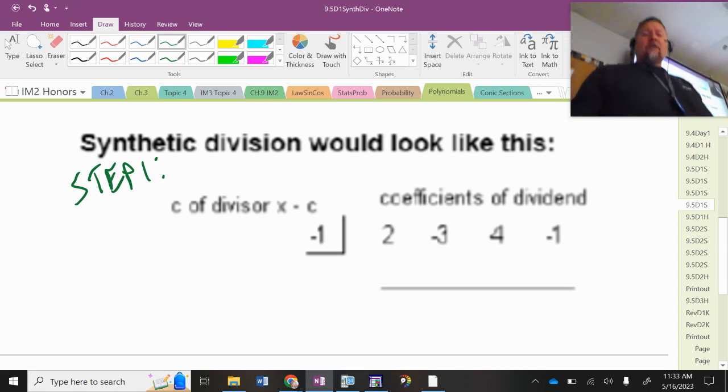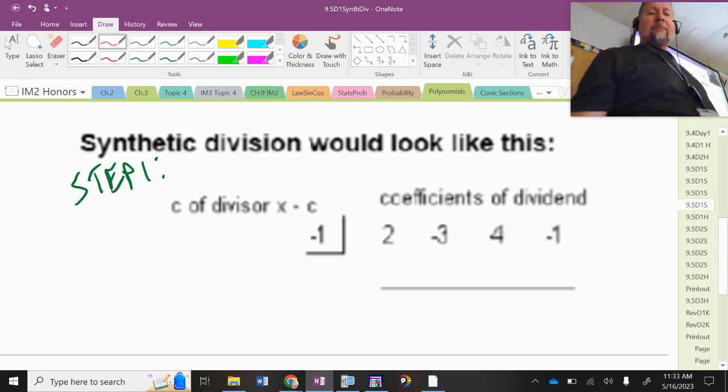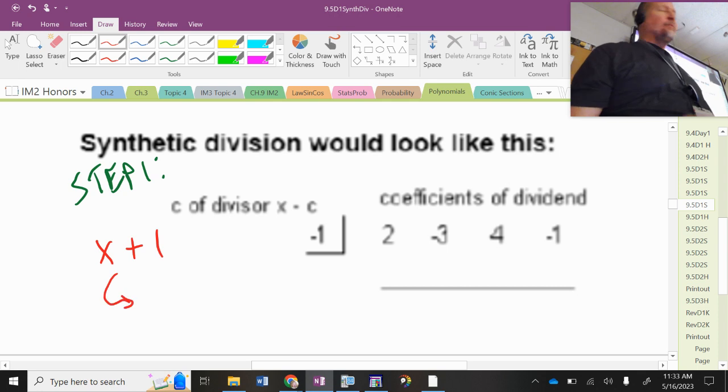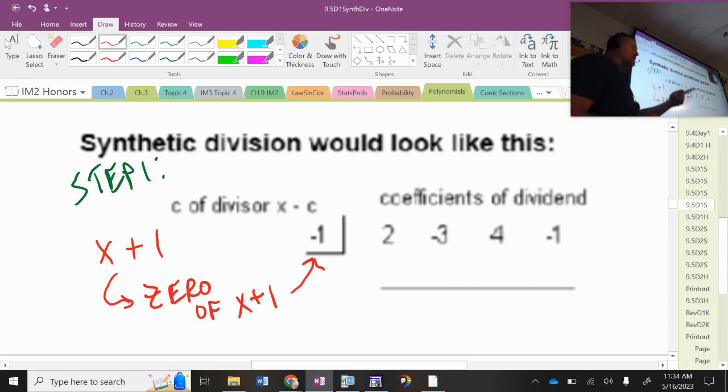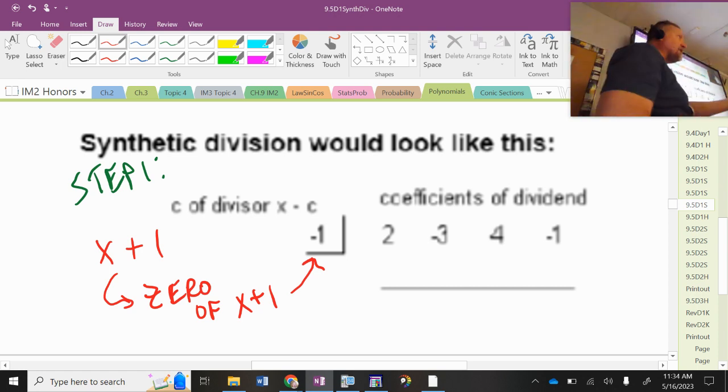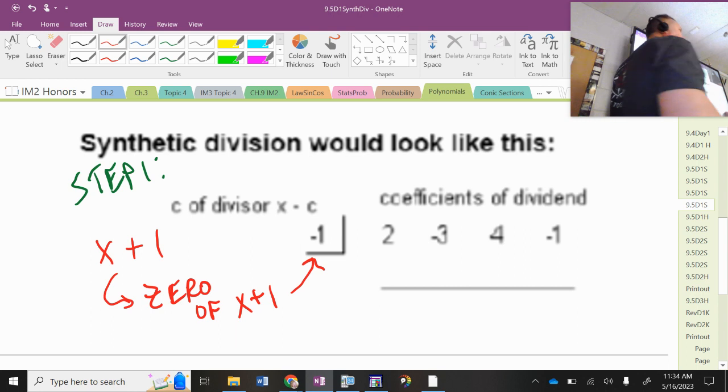Now, this is the same question. And I guess I want to go in red. Red just pops more. So notice what I have in that little blank there, this little new thing. I was long dividing by x plus 1. And then the 0 of x plus 1 goes here. Remember, factors turn into zeros, which are x-intercepts. And that is step one.